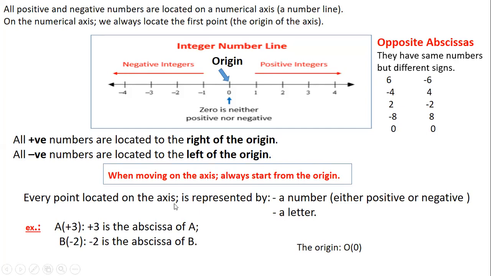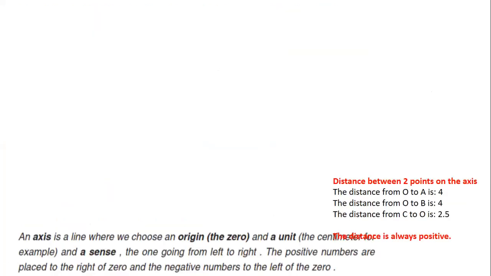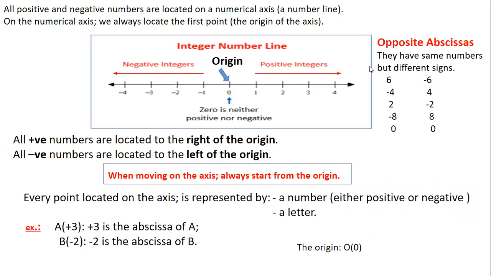So please, the word abscissa is very important. The abscissa means the number where the point is located on the number line. So 1 is an abscissa, 2 is an abscissa, 3 is an abscissa, 0 is an abscissa, -1 is an abscissa. The numbers are the abscissas.